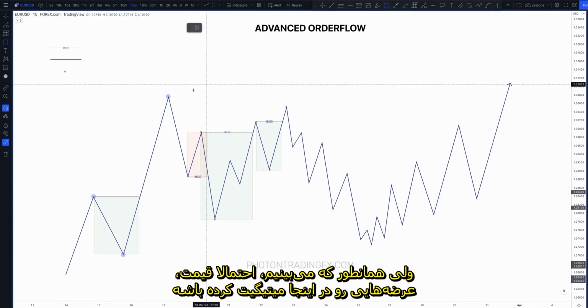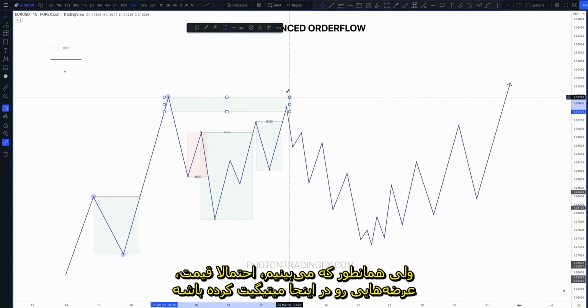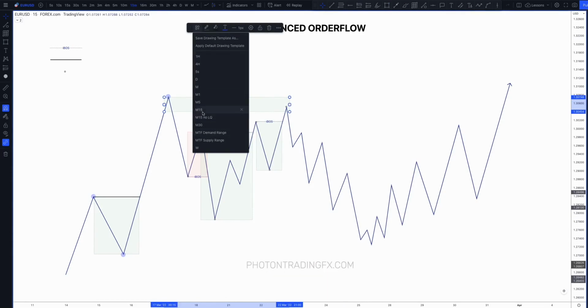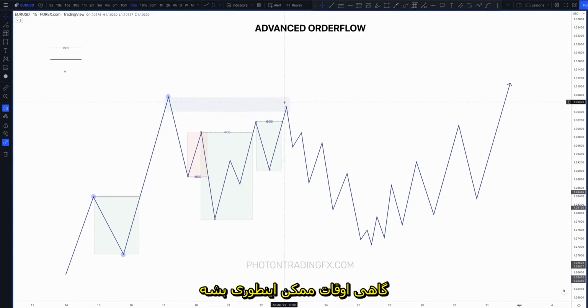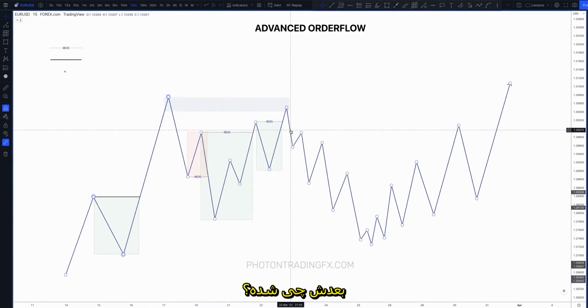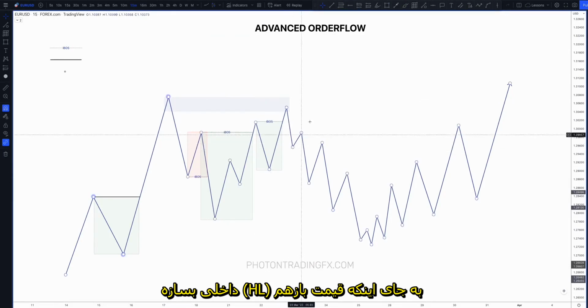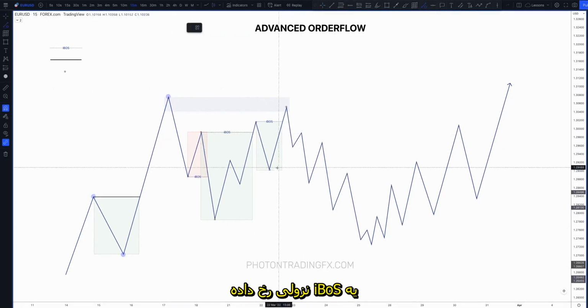But as we can see, price probably mitigates some supply within here, right? From that weak swing high, sometimes that can happen, right? It can play out. And then what happens? Instead of price continuing to form an internal high low, we get a bearish internal breaker structure.